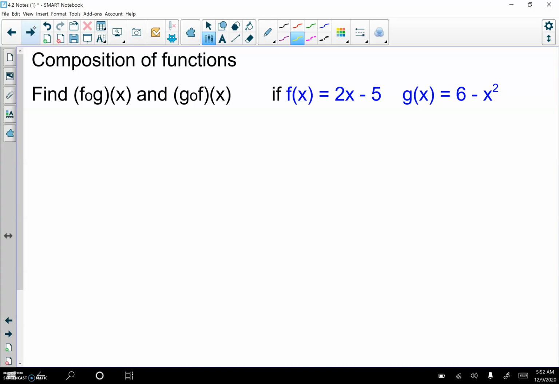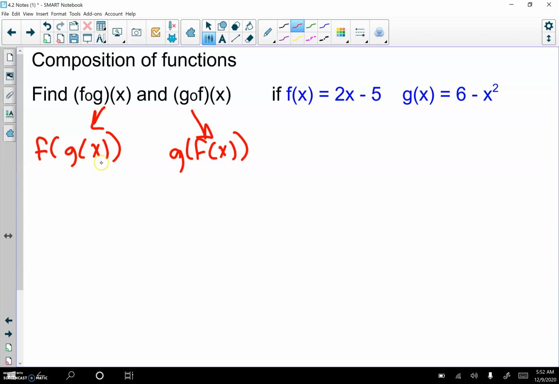So now we are in composite functions. This is not multiplying here. This means f of g of x, and this means g of f of x. So if we want to look at that, let's go ahead and do the first one first.